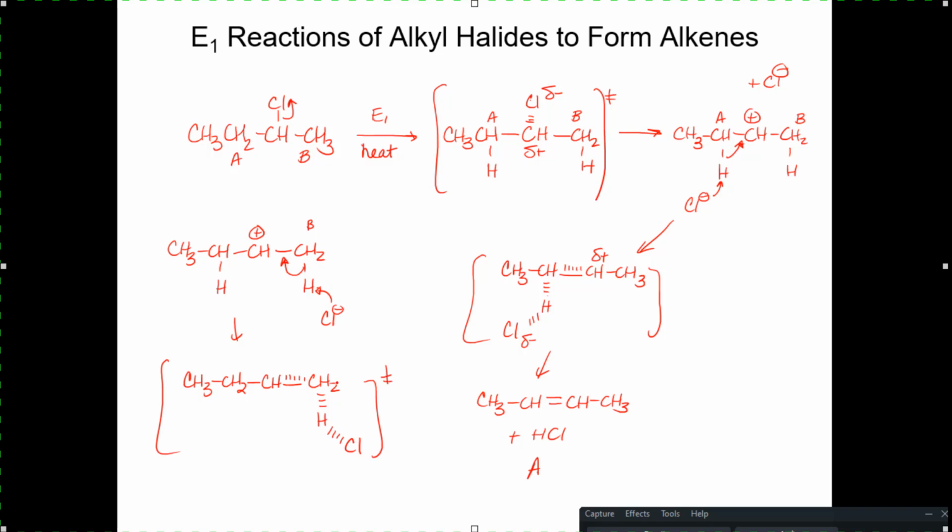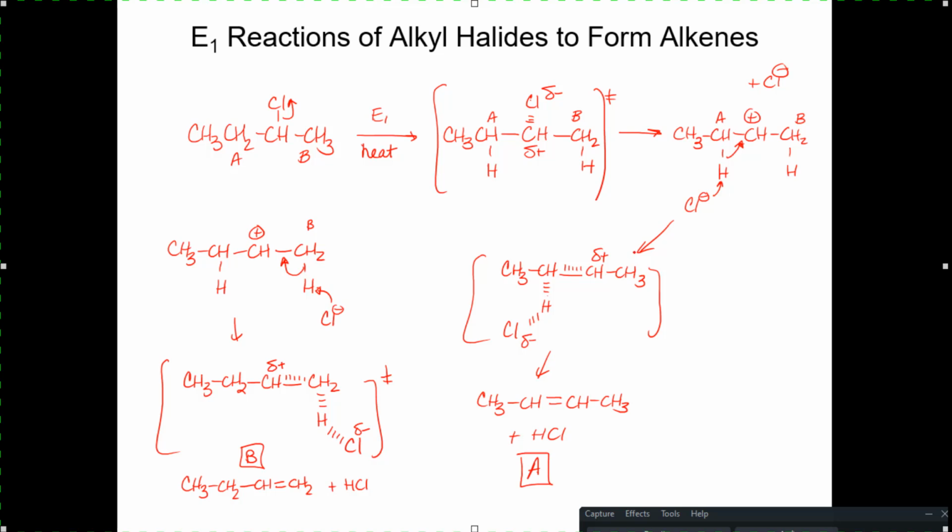For that transition state then, we have a delta positive charge on that carbon and a delta negative charge on this chlorine. So then that final product would have the double bond now attached to the end carbon. And I would still end up with HCl, and I'm going to call that product B.